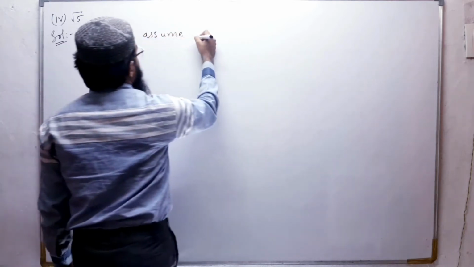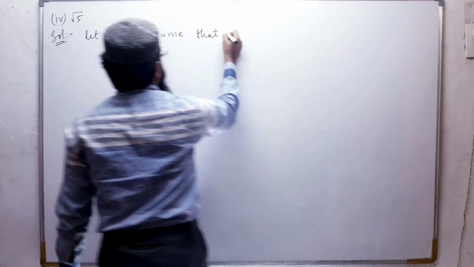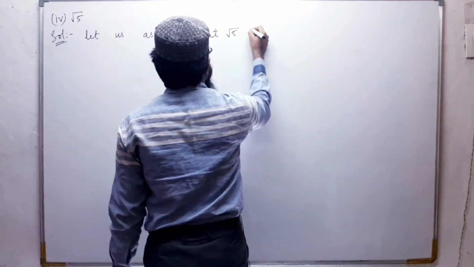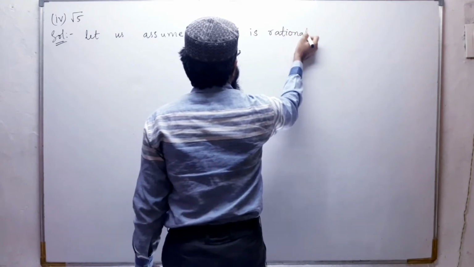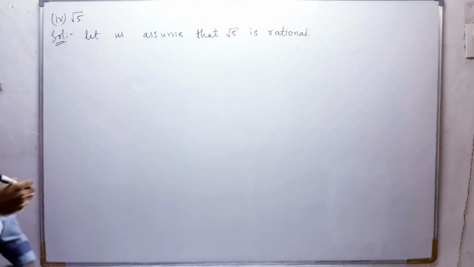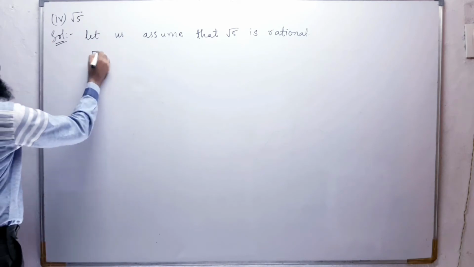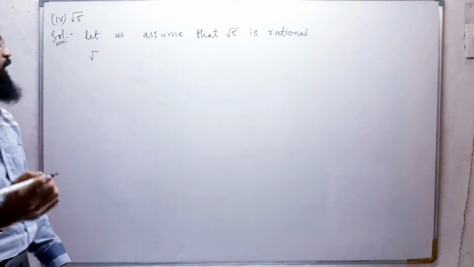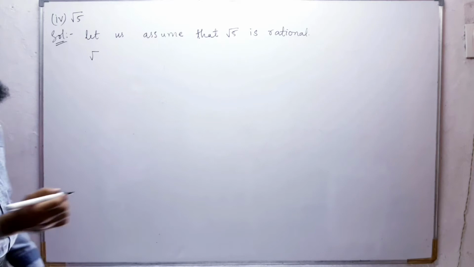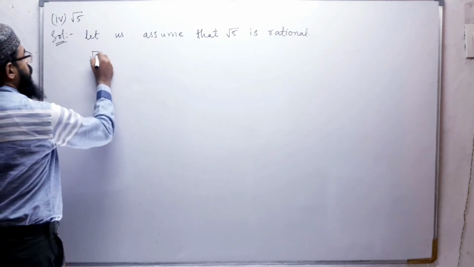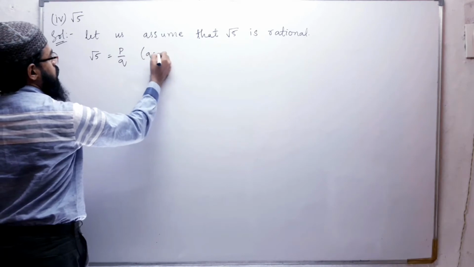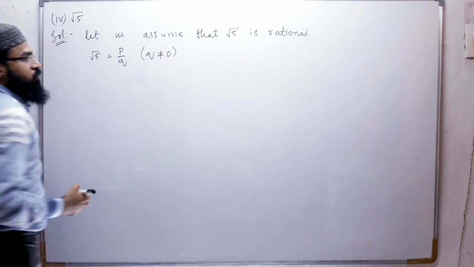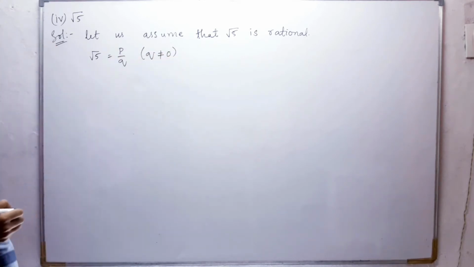Assume that root 5 is rational. So what do you mean by rational? If we are saying a number is rational, that means it can be written in p by q form. So root 5 is equal to p by q, where q is not equal to 0. Q should not be equal to 0.